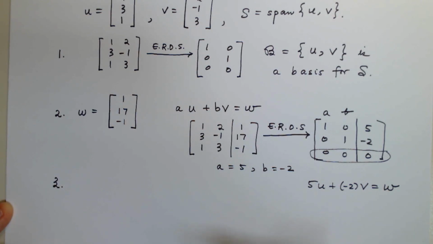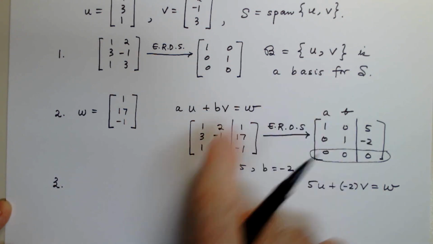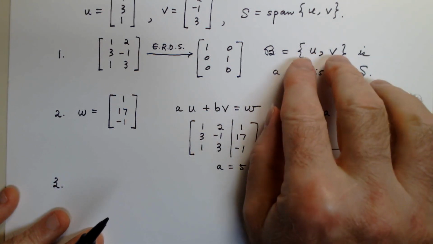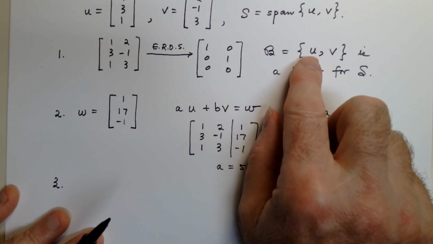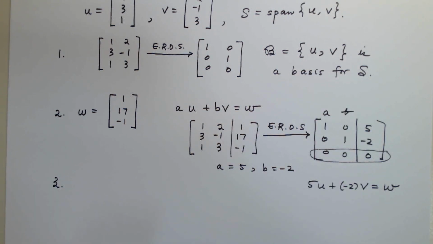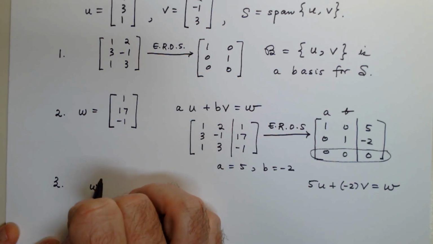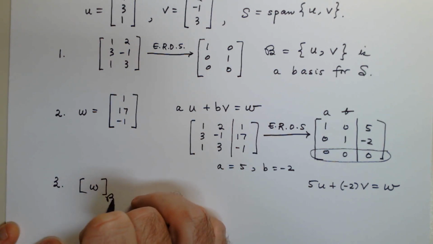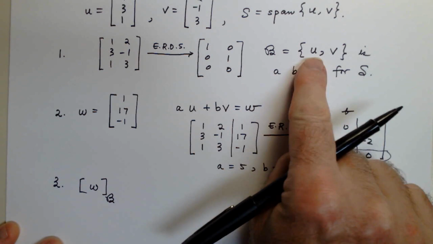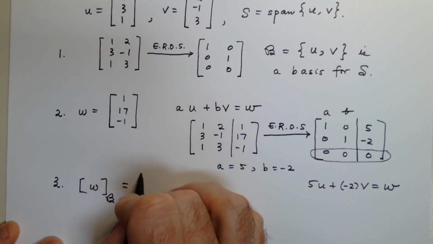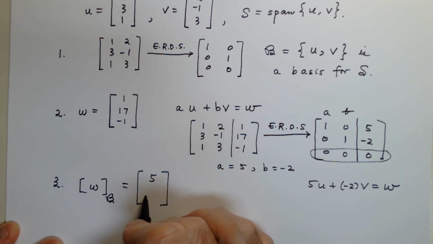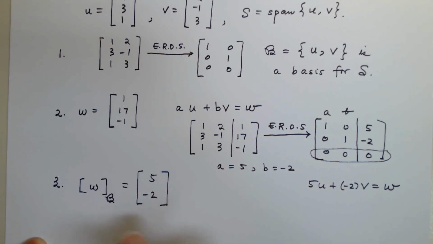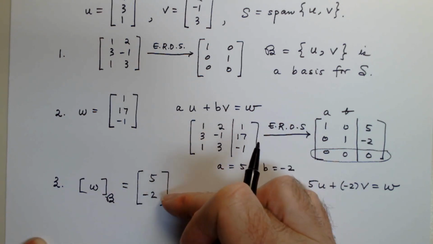Now, finally, when we come to part 3, we want to express w, its coordinates relative to this basis. Now, we do have to understand that implied in this is that the basis vectors have been given to us in a certain order. So we're going to think of u first and v second here. So when we write the coordinates of w relative to the basis B, u first, v second, we'll use the combination that we just found, 5 times u and a -2 times v. So the coordinates of w with respect to B are 5 and -2.